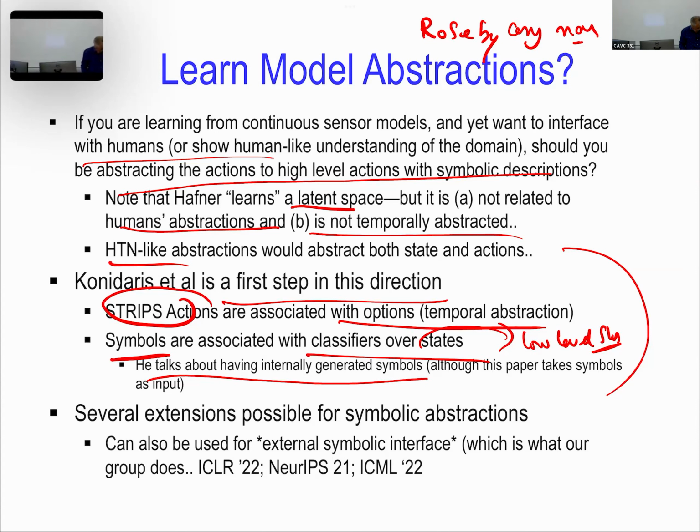Okay, so then this is the Kanidaris symbols thing. There are several extensions possible for symbolic extraction, some of which Kanidaris did, and it's also close to my heart, though not for computational efficiency reasons. I know some of you are doing neurosymbolic AI, and I already said this in class before: why are you doing neurosymbolic AI? Is it for efficiency or is it for communicative efficiency? Efficiency is an entirely different issue.